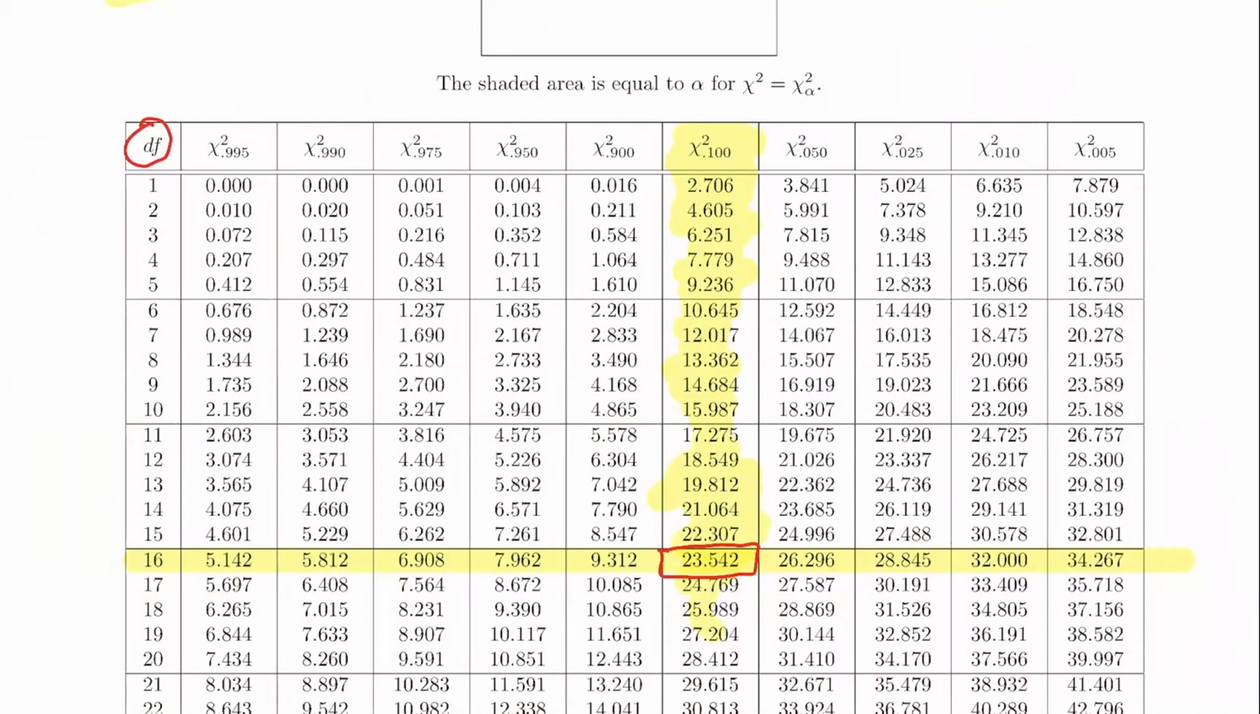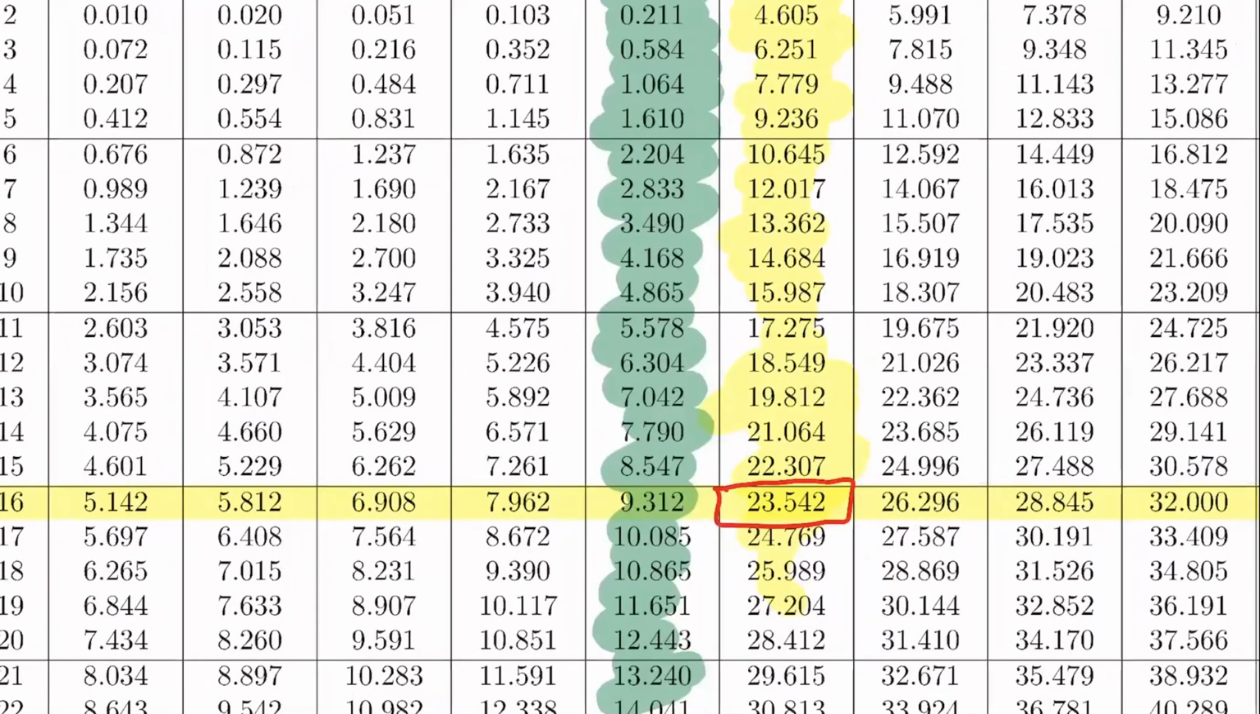All right, if you look right here, here's chi-square of 0.90. If you look at where they intersect, it's 9.312.